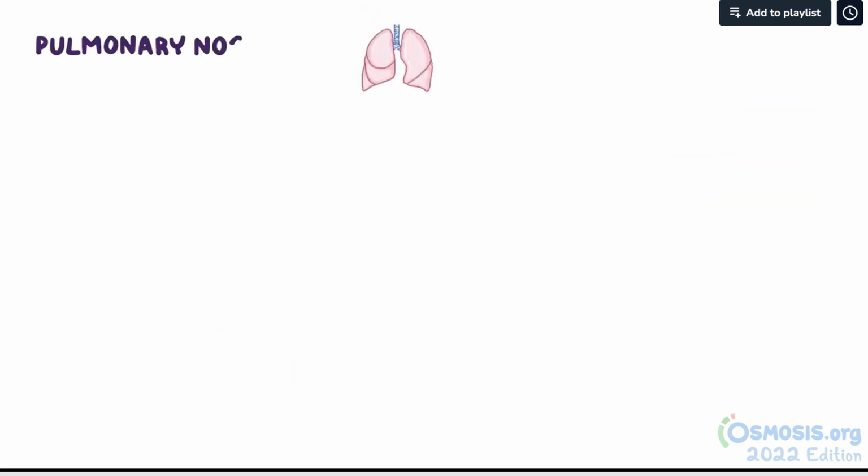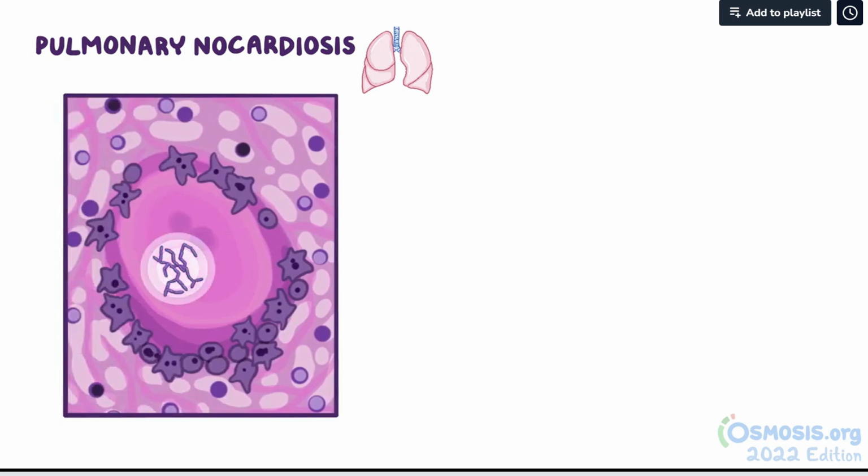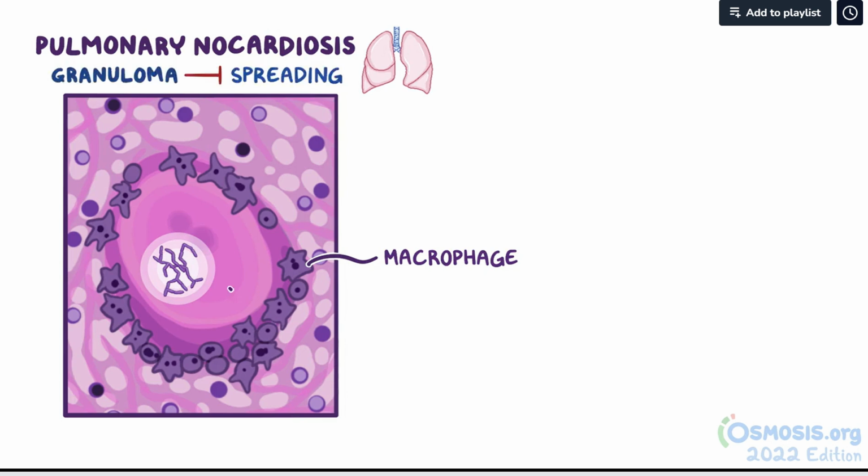Now, in pulmonary nocardiosis, the presence of Nocardia triggers an inflammatory response that calls more macrophages to the site of battle. As more of them make their way there, they surround the bacteria from all sides and form a granuloma, which prevents it from spreading. In the center of the granuloma, there's caseous necrosis, which literally means cheese-like necrosis, because the tissue in the center dies off and it's soft, white, and looks a bit like cheese.